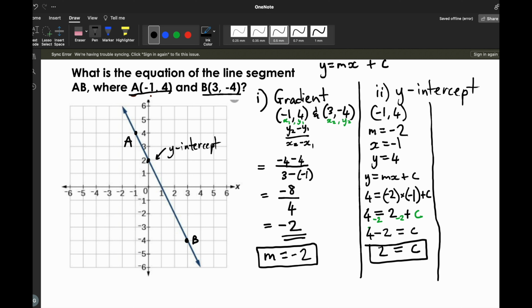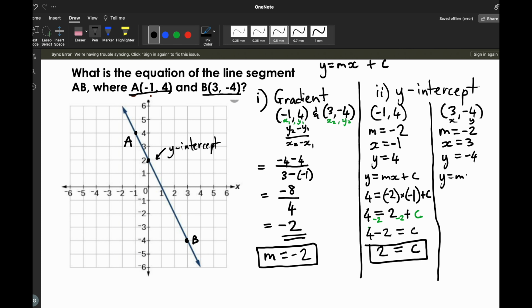Now you may ask me, but teach, would it work if we use the other coordinate? Because we had 2 coordinates. We had A, which we used, and we also had B. So let's try it with B now. So B is 3, negative 4. The gradient is still equal to negative 2. In this case now, what is the value of x? 3. So what is the value of y? Minus 4. So we work the same concept.